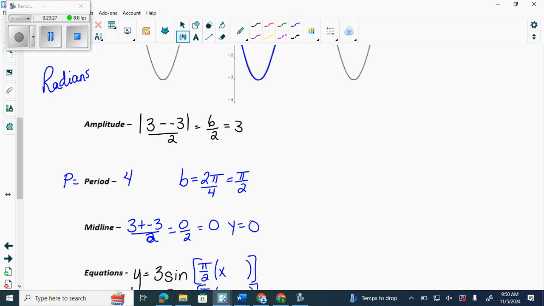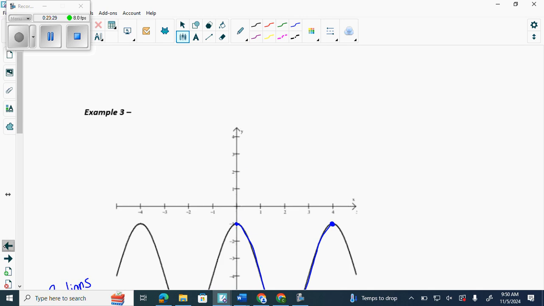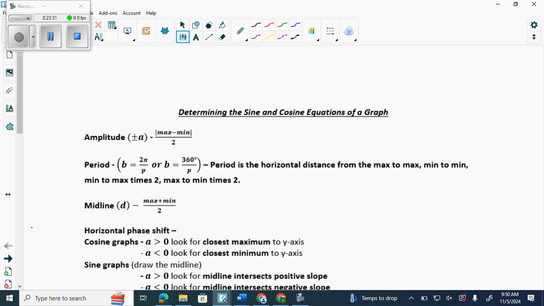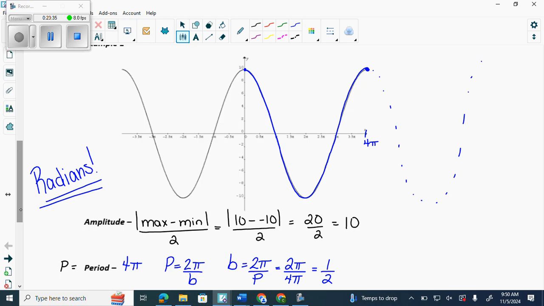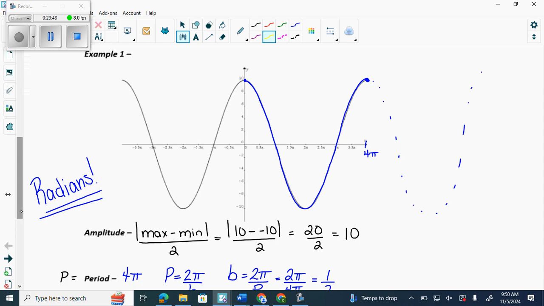So let's go back to example 1. Every single one of you is going to draw the midline on here because it's going to be helping us for sine graphs for the c values tomorrow, not right now. So we're going to draw our midline. The midline for this one is y equals 0. So that's here. Everyone needs to draw it.